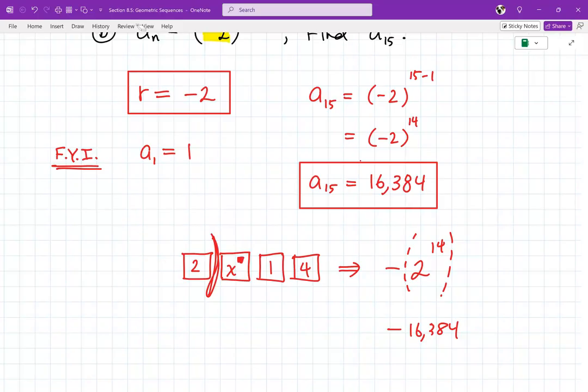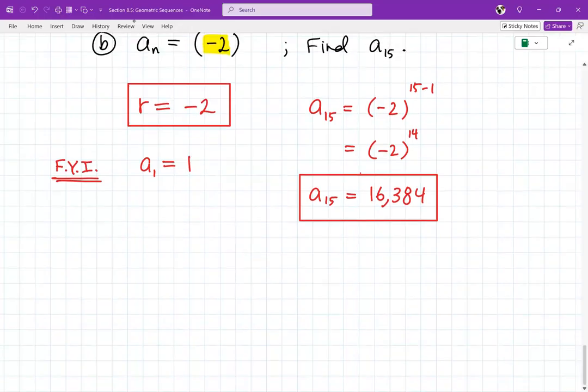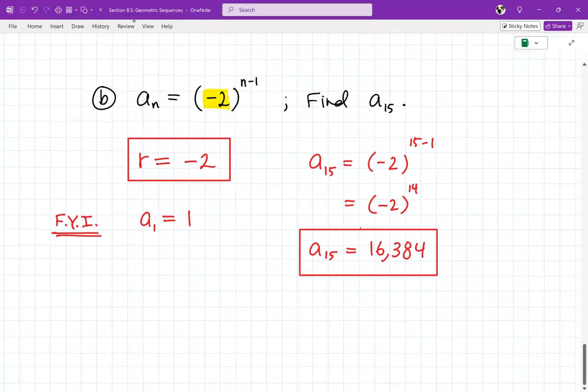So calculators can be a little tricky. Anytime you use powers, make sure that you use parentheses according to what you want it to square or cube or whatever. Okay. So that's it. Let me go ahead and pause this and I'll give you guys your homework.